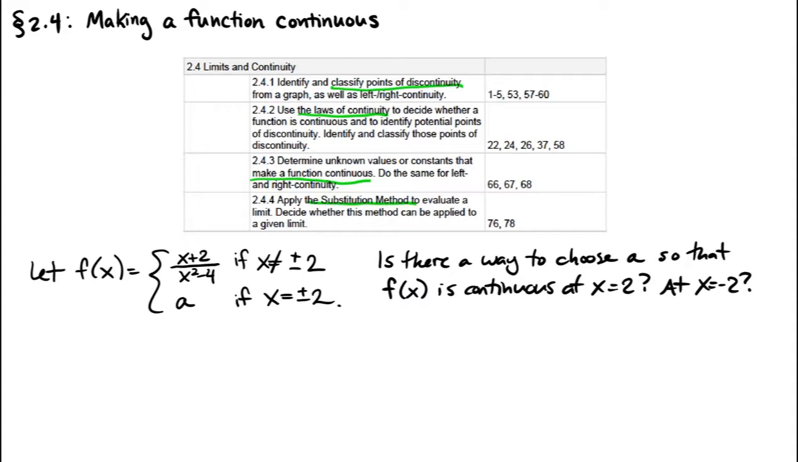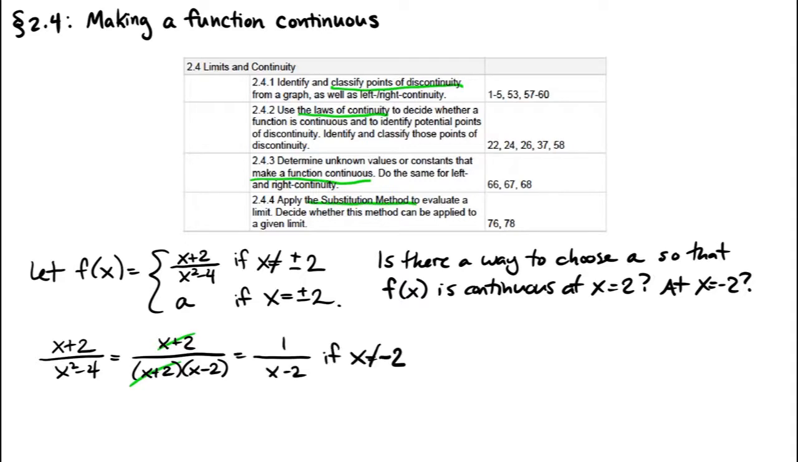Consider this piecewise defined function. Is there any choice of value for that constant a which makes this function continuous at 2 or at -2? Pause the video and think about your answer. The key observation here is that the denominator x squared minus 4 includes a factor of x plus 2, which we see in the numerator. Those factors cancel out except when they're equal to 0.